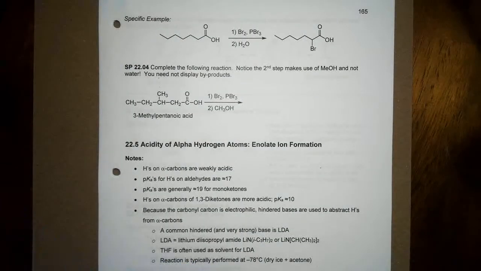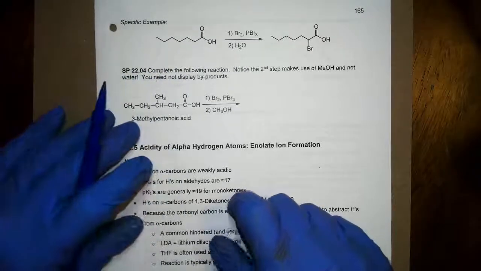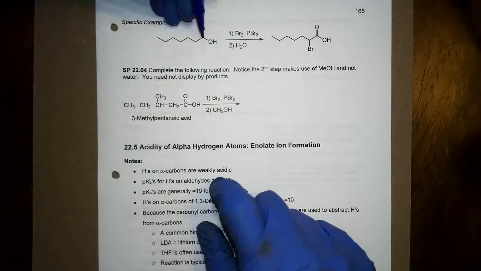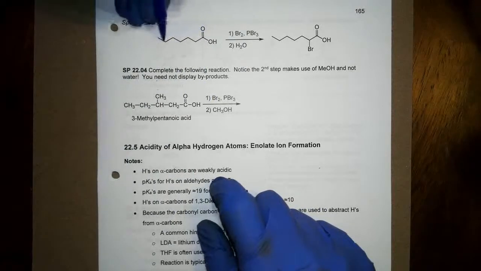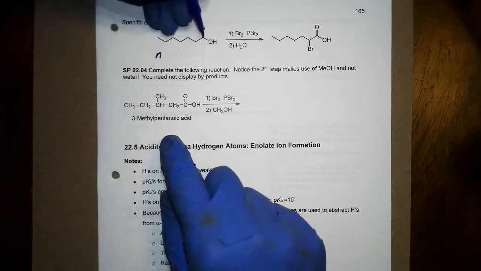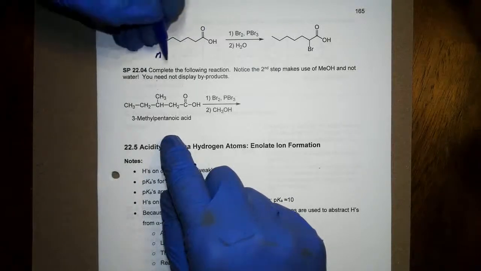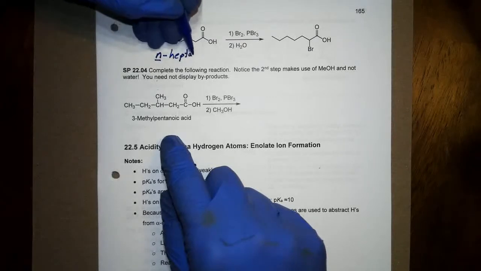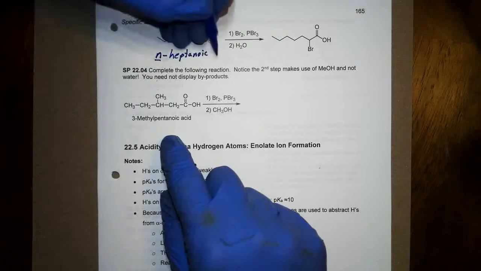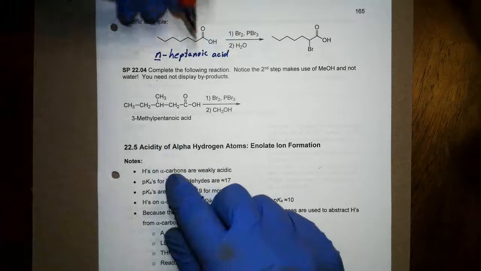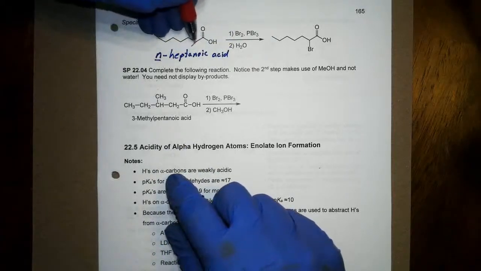So the first thing you want to ask yourself is, what kind of functional group is this? You say, well, it's a carboxylic acid. All right, so we count the carbons: 1, 2, 3, 4, 5, 6, 7. So it's heptanoic acid, right? But the important thing here is that it's a carboxylic acid.